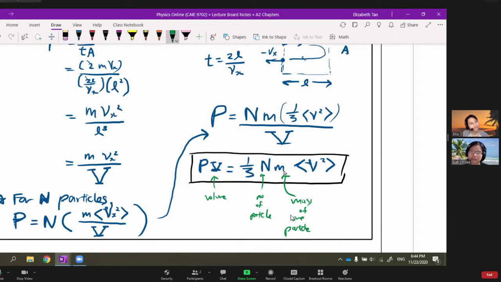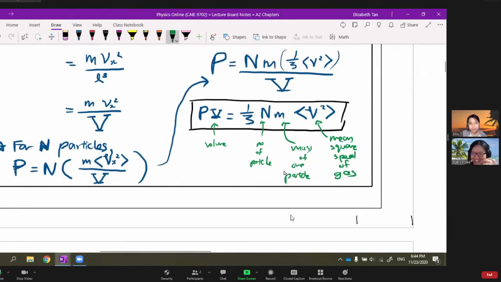Miss, if I take the number of particle multiply by the mass of one particle, do I get the mass of the entire sample? I guess we could do that. One particle multiply by how many you have. Yeah, so you get the mass of the entire sample. So then if I continue this, or if you can find space to squeeze it in, down here.